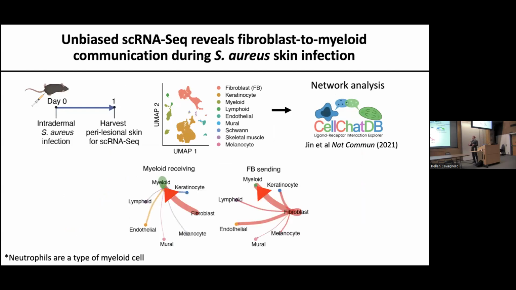And what this analysis revealed was a dominant fibroblast to myeloid communication pathway. And note that neutrophils, those really potent antimicrobial cells, are a type of myeloid cell. So this is really surprising to us because based on current models of pathogenesis, we expected the keratinocyte to myeloid communication would have been the strongest. But no, it's dominant fibroblast. So perhaps the fibroblasts are recruiting neutrophils for host defense?